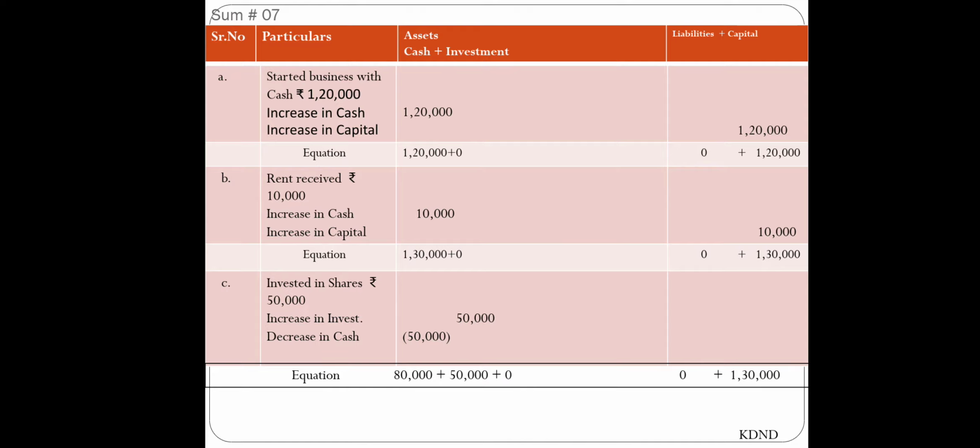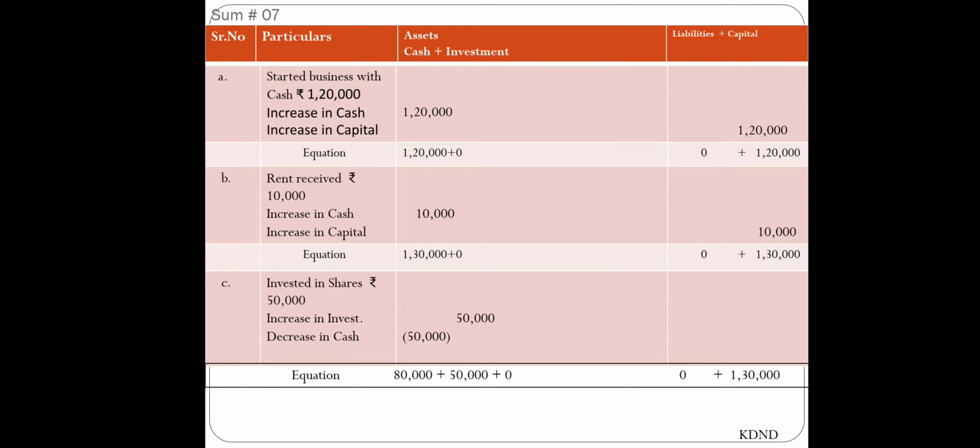So started business with cash, rupees 1,20,000. An increase in the cash column will be prepared, and an increase in capital, which we are going to continue. Then rent received. Obviously rent received is an income, so that will increase our cash, and at the same time it will increase our capital because it's an income.